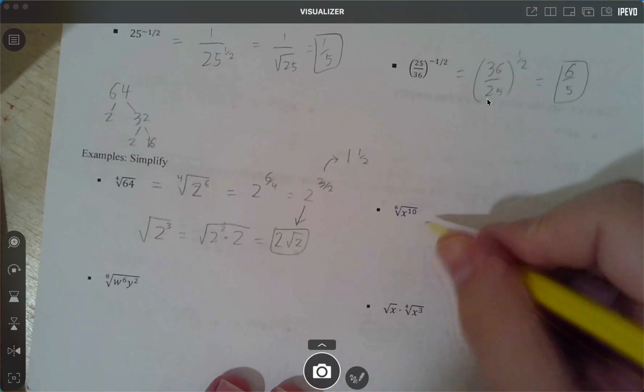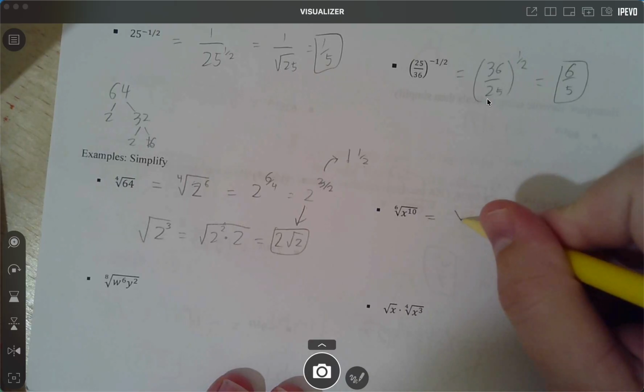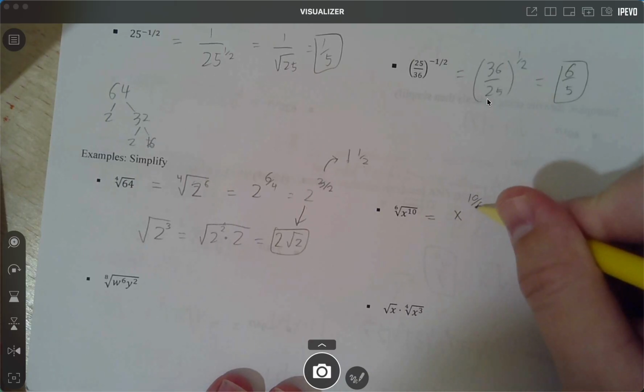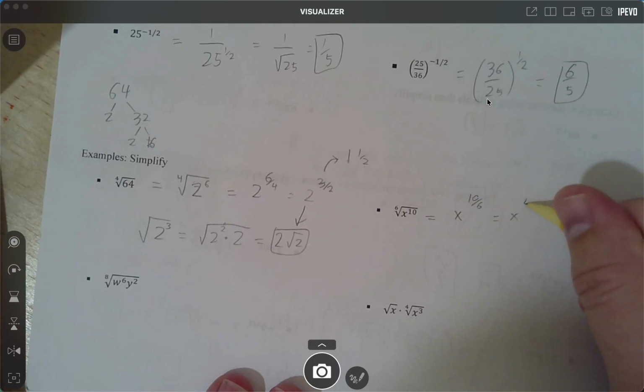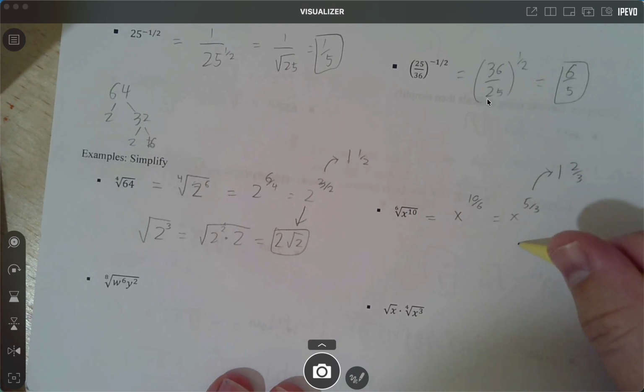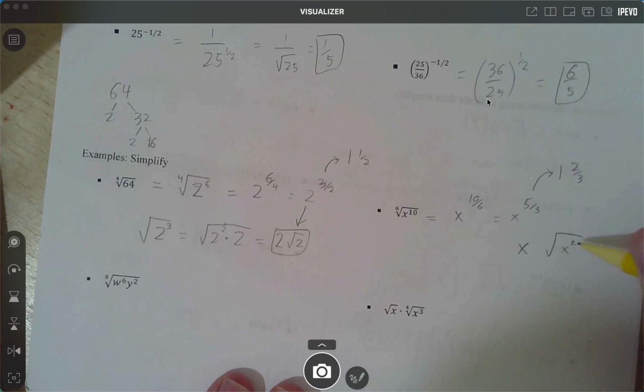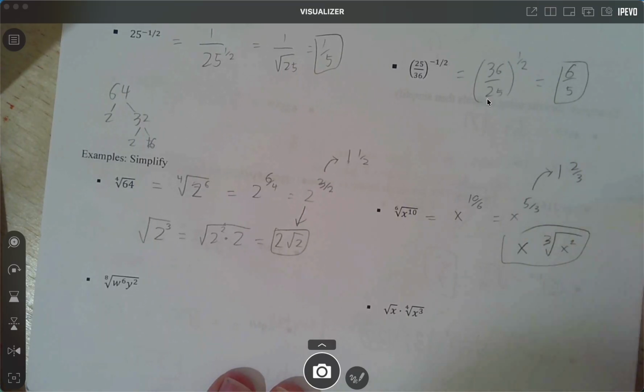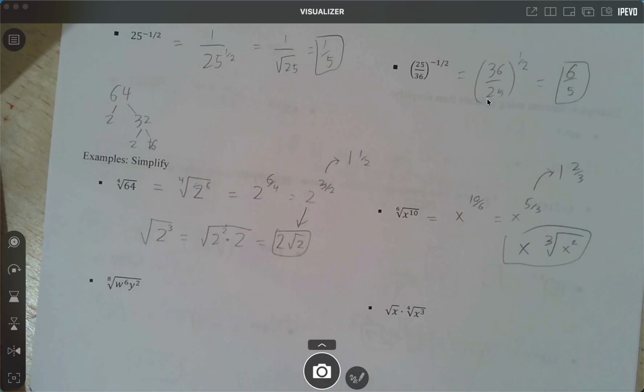All right, let's see how that works out in a few other examples. This one is first 10 over 6, which is 5 over 3. Now, once again, as a mixed number, that's 1 and 2/3, which means I have 1 x on the outside and 2 x's inside the cube root that did not escape. All right, there we go.